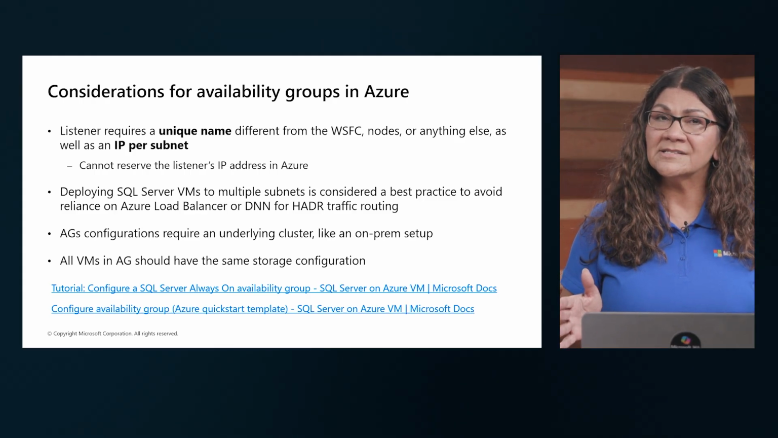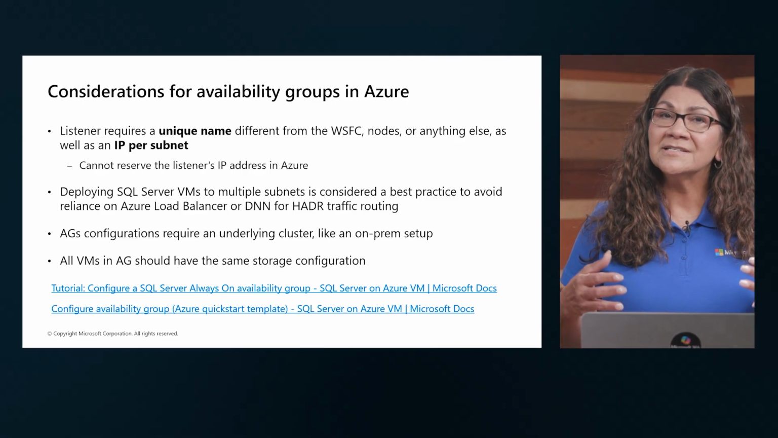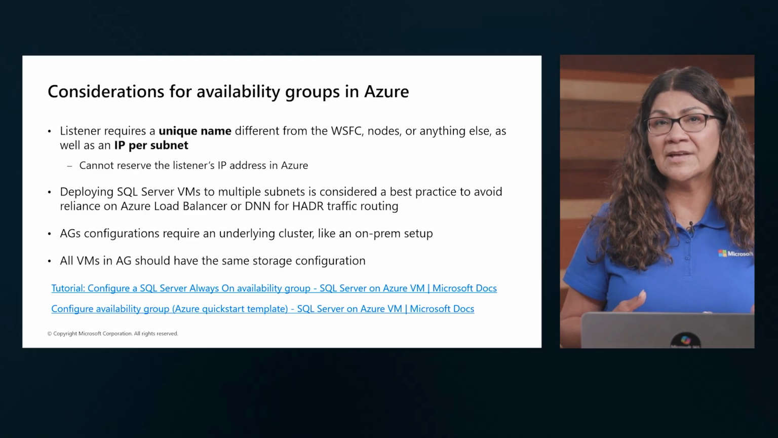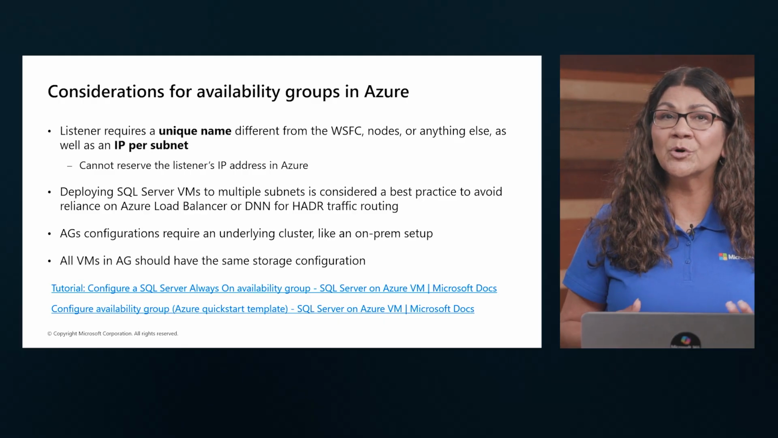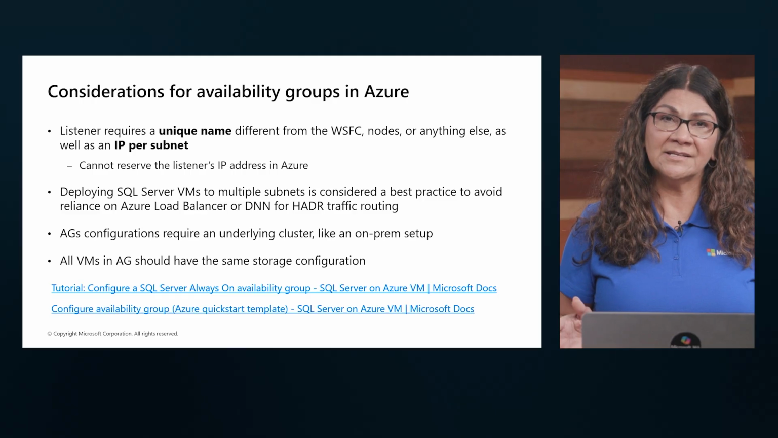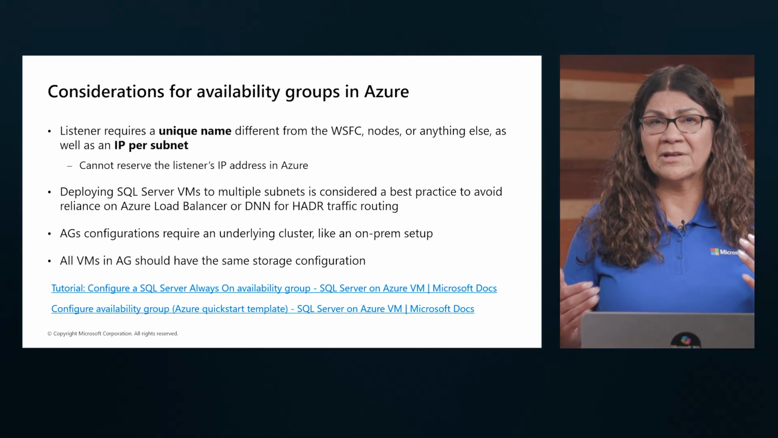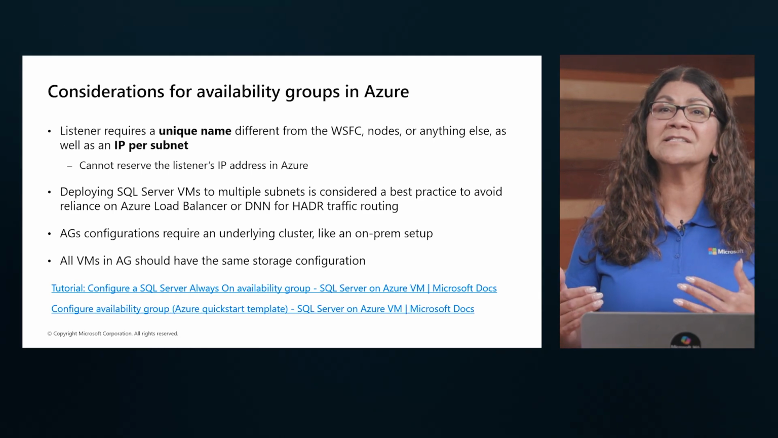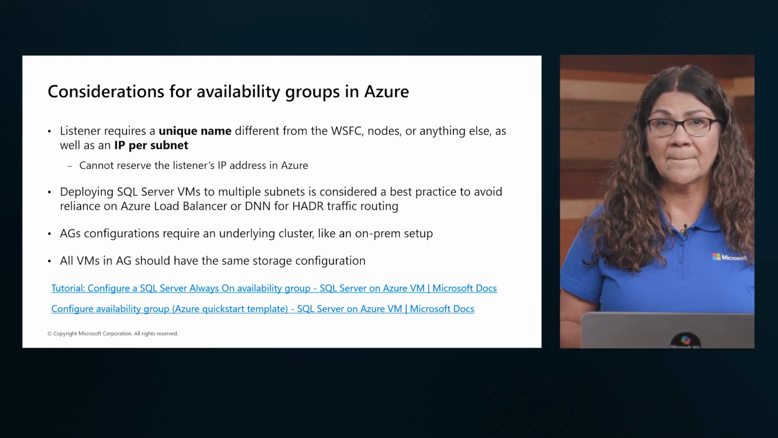AG requires an underlying Windows Server failover cluster similar to on-prem setups, and all the participating VMs should maintain consistent storage configuration to support performance and reliability. For implementation guidance, Microsoft provides a ton of tutorials and walkthroughs where it helps you set up the listener, the IP conflict avoidance, and storage planning. So some of those are listed here on the slide.